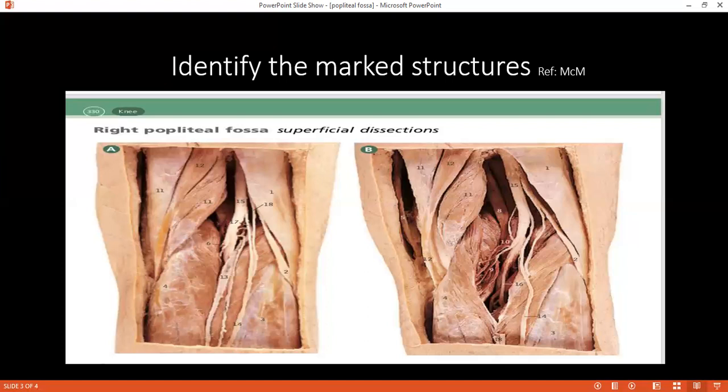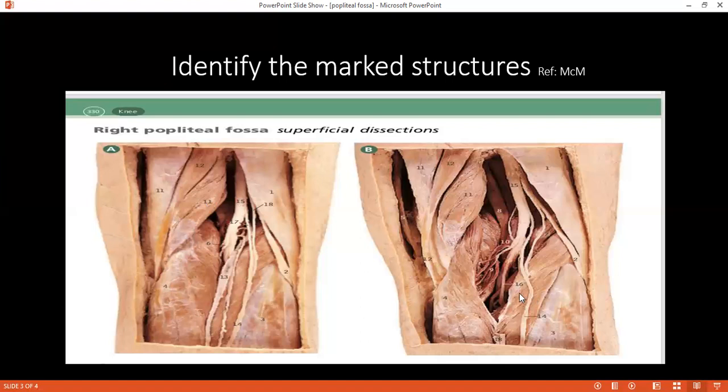Okay. Can you please help me and identify what is number 1 over here in the picture? Yes, ma'am. This is the biceps femoris. If you can identify number 2. Common peroneal nerve. Very good. And if you can identify 15. The 15 is tibial nerve. Very good. If you can please identify 11. 11 is semimembranosus. Very good. If you can identify 4, please. Medial head of gastrocnemius. All right, very good.